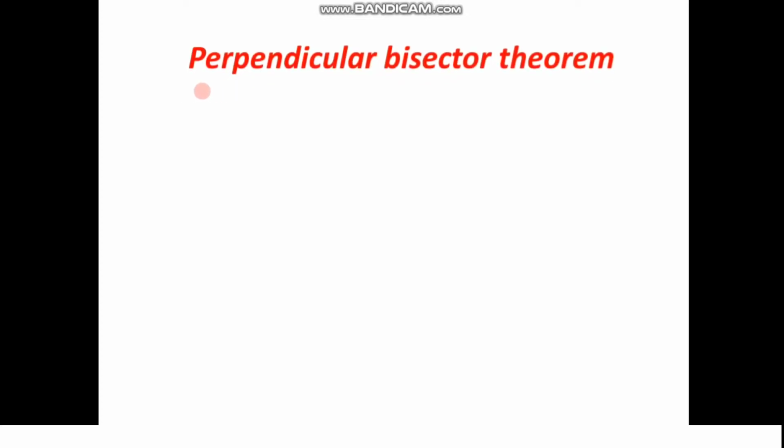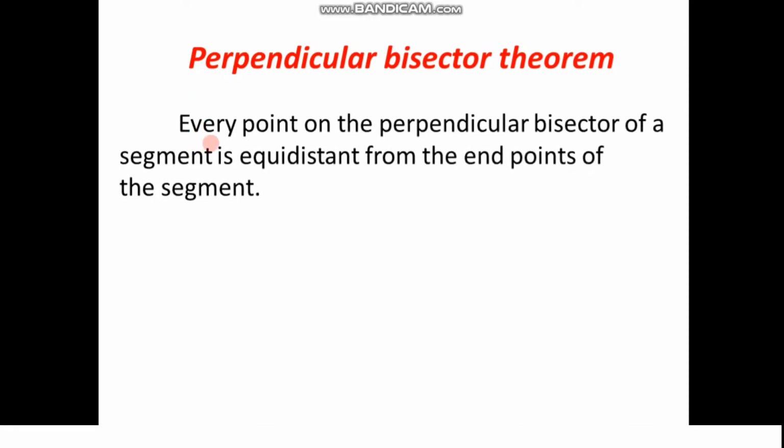Hello students, today let us verify one theorem from class 9th, and the theorem is the perpendicular bisector theorem. First of all, let us have the statement of the theorem. The statement is: every point on the perpendicular bisector of a segment is equidistant from the endpoints of the segment.